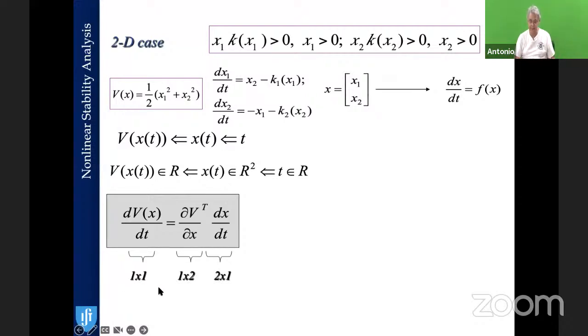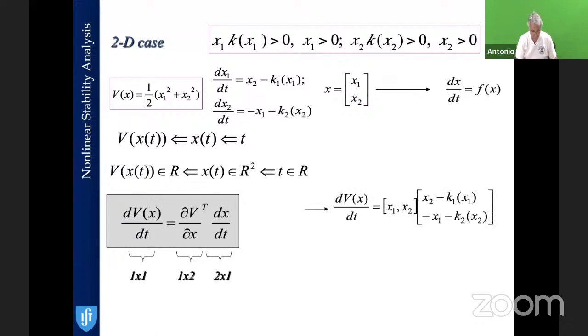So you have to compute this. So now let's compute it. So dv/dt is equal to dv/dx times dx/dt. This is the gradient of the function. So the first term is the partial with respect to x1, which is x1. The second is the partial with respect to x2, which is x2. And then you have to go for the dx/dt. But the dx/dt is this function here. So you stick it in there. Boom, boom. That's the derivative with respect to time of the candidate Lyapunov function.